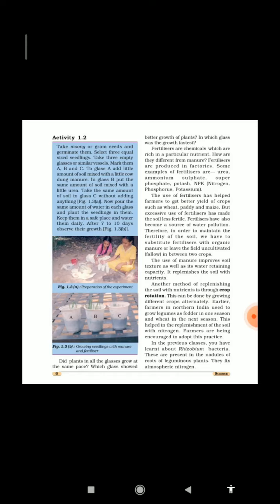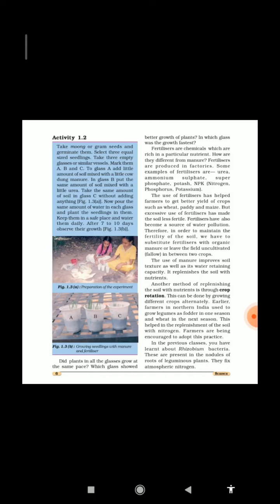Figure 1.3a. Now pour the same amount of water in each glass and plant the seedlings in them. Keep them in a safe place and water them daily. After 7 to 10 days, observe their growth. Figure 1.3b. Did plants in all the glasses grow at the same pace? Which glass showed better growth of plants? In which glass was the growth fastest?